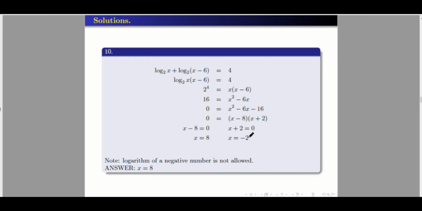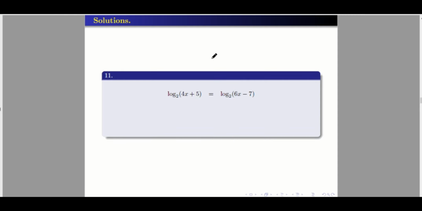Now, if x is equal to negative 2, take note from here, it is not defined because again, we do not have any logarithm for a negative number. Log of a negative number is undefined. So meaning all of these will become undefined, so therefore it is not allowed. We will only accept 8. If we have 8 here, log of 8 base 2, here we have 8 minus 6 is positive 2, so it's still defined. Log of 2 base 2.